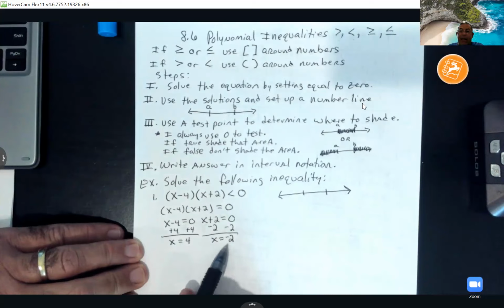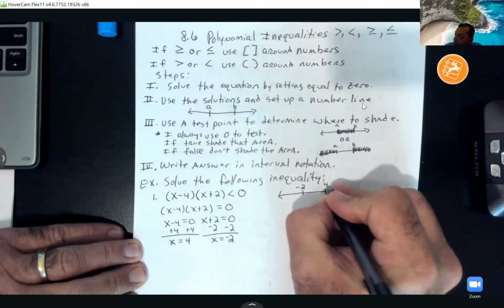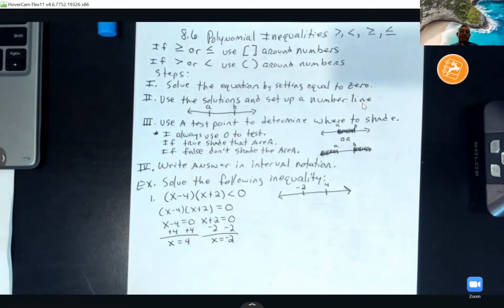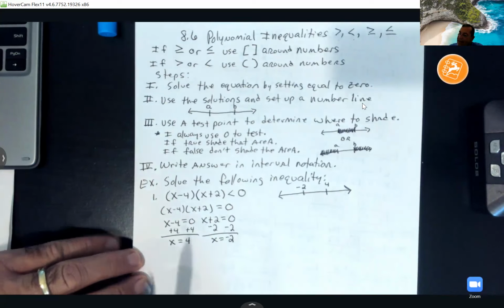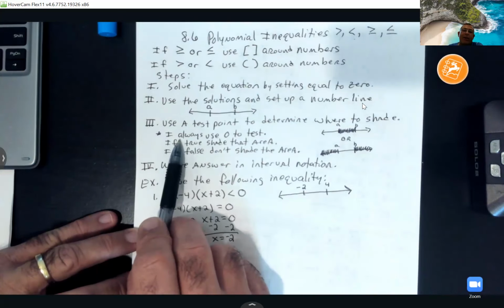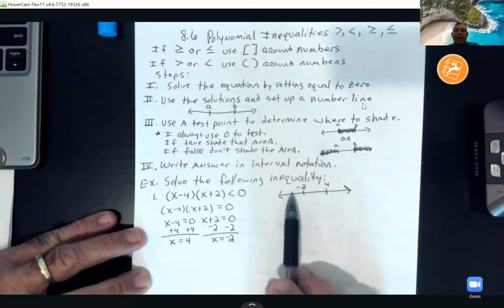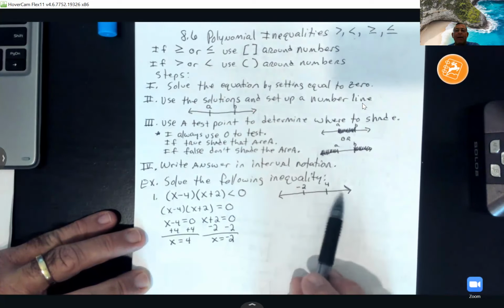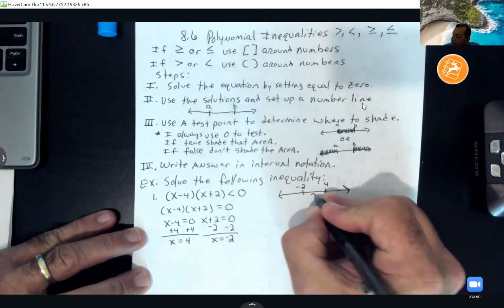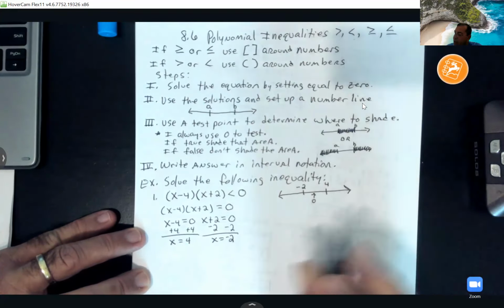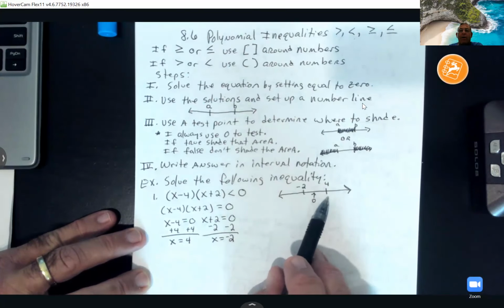So let's see, negative 2 will come before my positive 4. Now, like I said, I always use 0 to test it. So I just got to figure out on this number line where that 0 is located. Well, 0 is going to be in between that negative 2 and that positive 4. Okay?